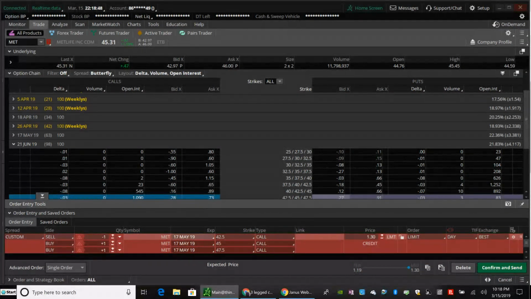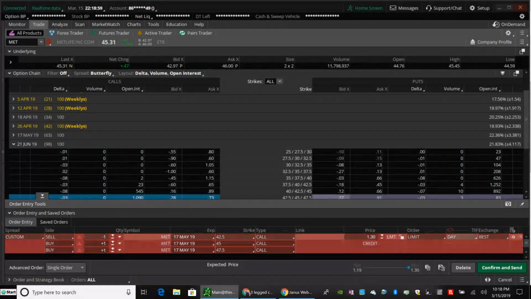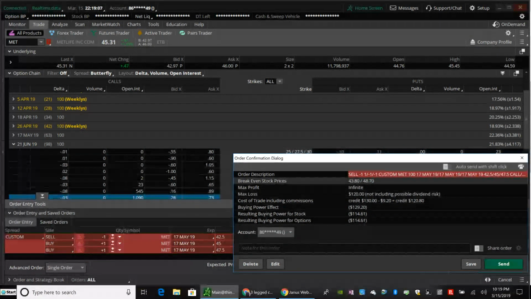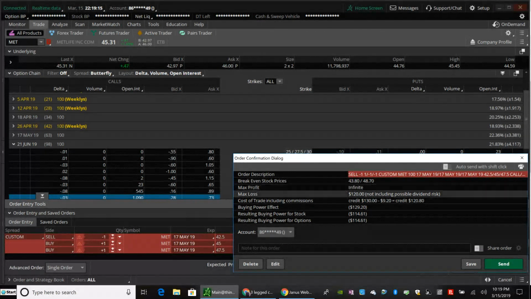We're going to sell one in the money call, we are buying one at the money call, and we are buying another out of the money call. In Thinkorswim, you hit your confirm button, and another box pops up and shows you your break-even price. It's the same as it does on the options profit calculator, and it shows your max profit, which says infinity. It shows your max loss, which is 120, and if you do use Thinkorswim, your cost of the trade including commissions, and your buying power effect.